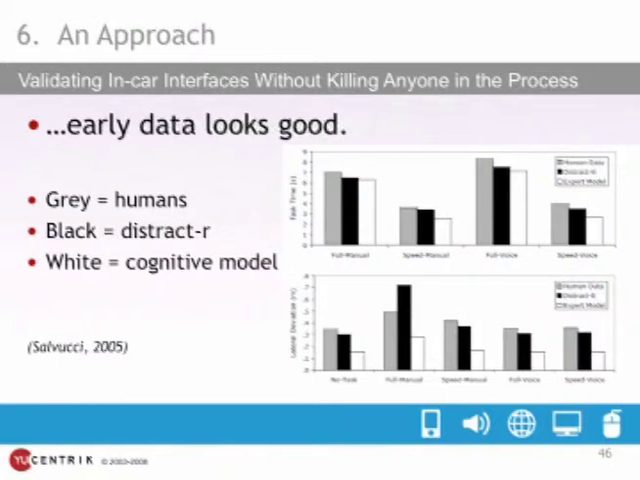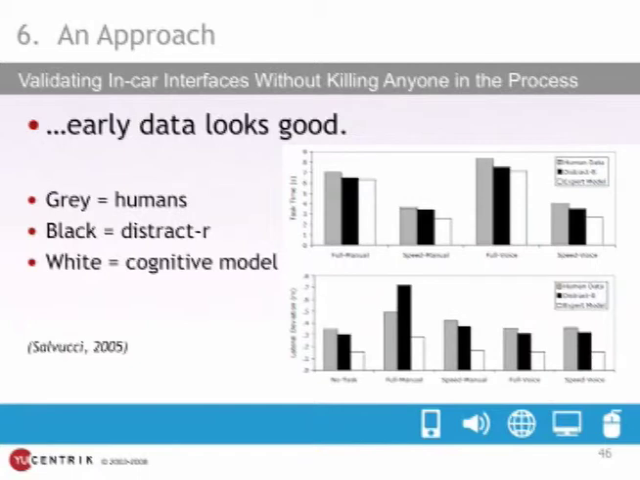Now, the early data looks good, so this should be scary to some of you. But the idea is, we'll save the details about the tasks, the white bars represent cognitive modeling the manual way as I talked about earlier. The black bars represent the Distract-R model, and the gray bars represent real human data. And so each of these different things represents different interfaces and the measurements of how distracting these interfaces would be. So we beat out the cognitive models, and we're approaching human data, except for this one for some reason.